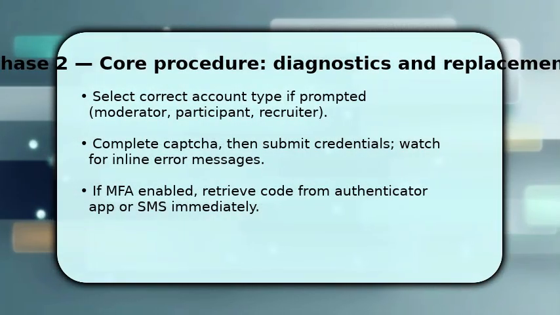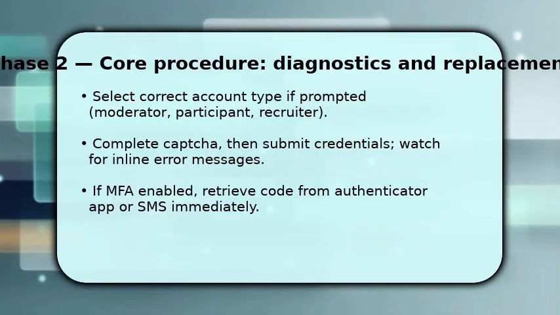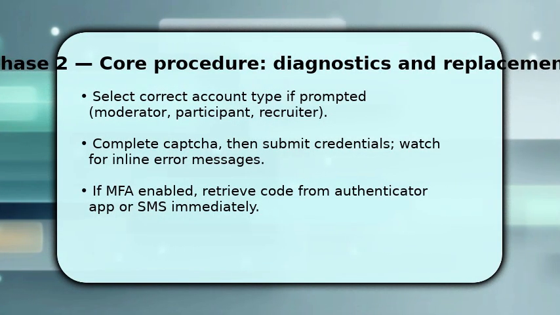After submitting credentials, watch the page flow. If Try My UI asks for account type, choose the one that matches your role. This routes you correctly. Then solve any CAPTCHA and click Sign In. If you see inline errors, read them and correct email/password accordingly.